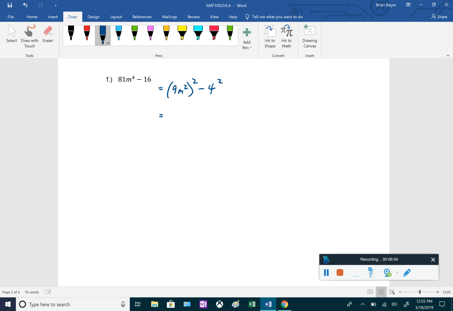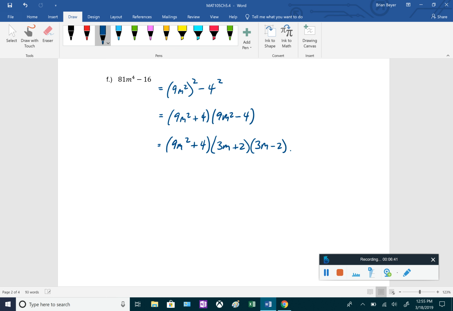So we know it's going to factor as 9m squared plus 4 times 9m squared minus 4. We can't do anything to this 9m squared plus 4. That factor is completely done. We could factor 9m squared minus 4 though. That's going to factor as 3m plus 2 times 3m minus 2.